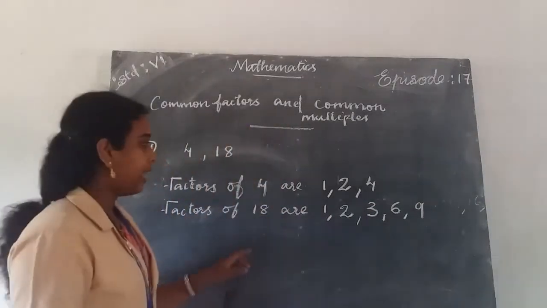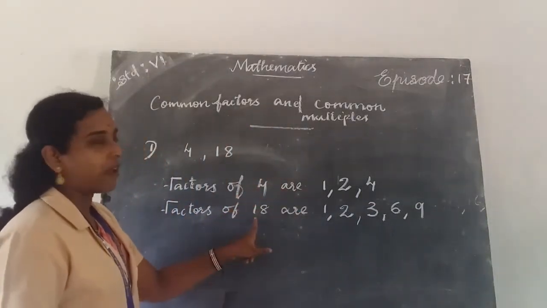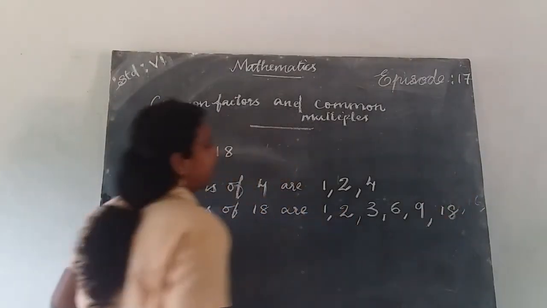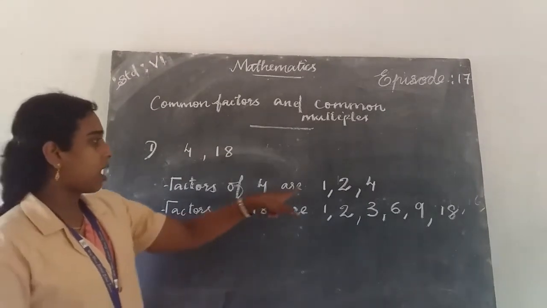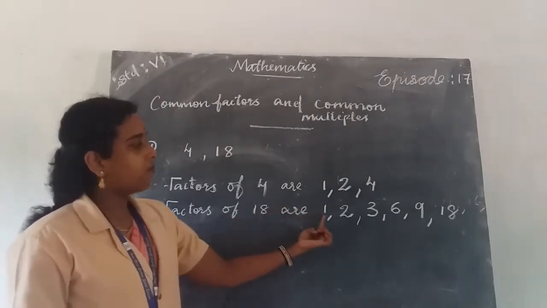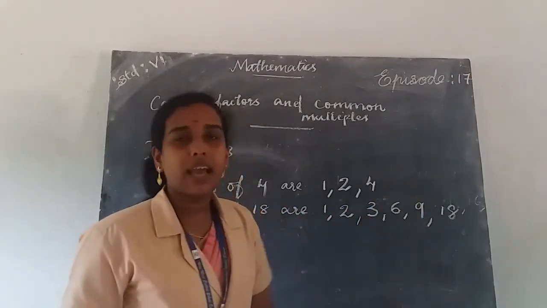9 2s are 18, so 18 comes under the table of 9. So 9 is also a factor of 18. Then 18 comes under the table of 18. Okay, so these are the factors of 4 and 18. Factors of 4 are 1, 2 and 4. And the factors of 18 are 1, 2, 3, 6, 9 and 18.